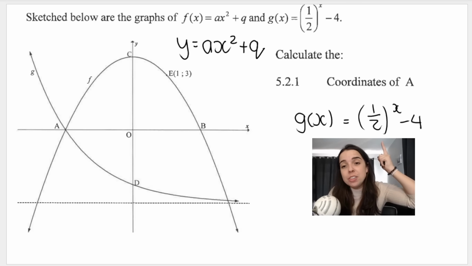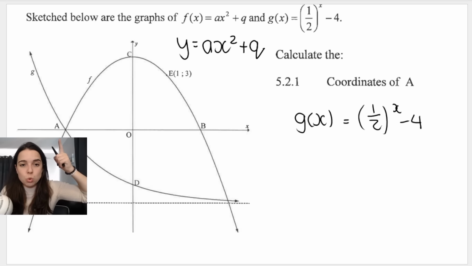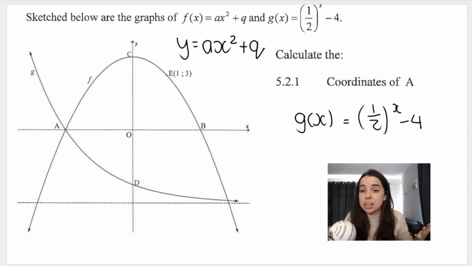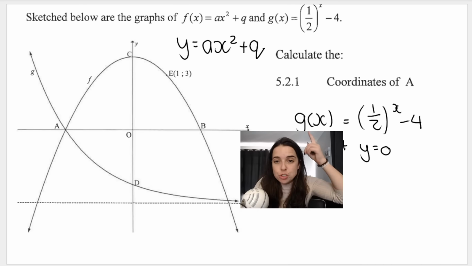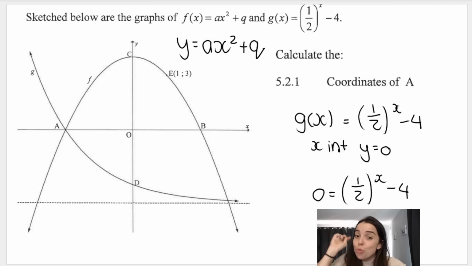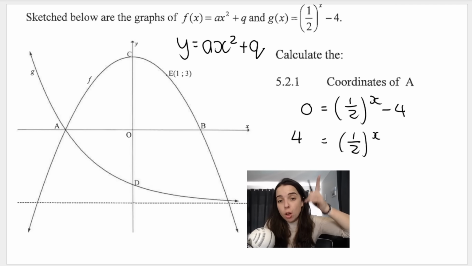But I know the exponential graph's equation looks like this. And I know that A is also the x-intercept of the exponential function. So again, to find the x-intercept, you make y 0. In the place of g of x, which is the y values, we put 0, and then we solve for x. So first I took the -4 over, and it became +4.